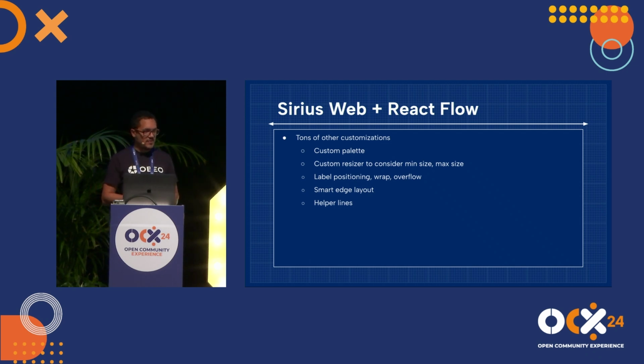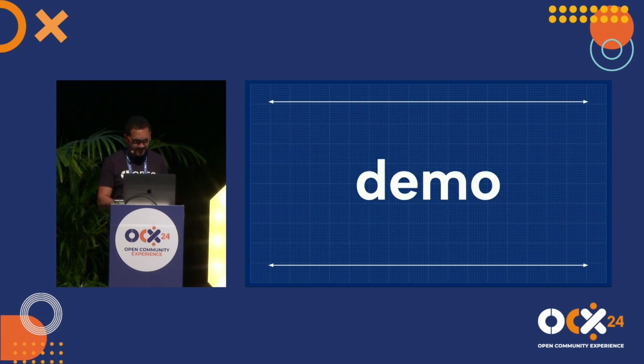So it gives us the ability to provide a custom resizer. If we try to resize a node, we can say, no, this resize is invalid, return to the original state because it's not big enough to contain everything that is supposed to be inside of a node. It gave us the ability to fine-tune the positioning of the label, to control the layout of the edges, add support for helper lines and things like that.